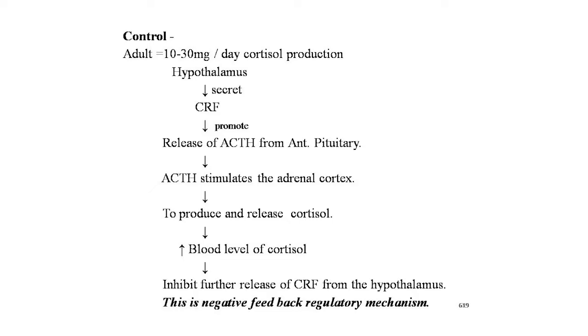The hypothalamus secretes CRF and promotes the release of ACTH from the anterior pituitary. ACTH stimulates the adrenal cortex to produce and release cortisol. It increases the blood level of cortisol, and this inhibits the further release of CRF from the hypothalamus. This is a negative feedback regulatory mechanism of the adrenal gland and its hormones.